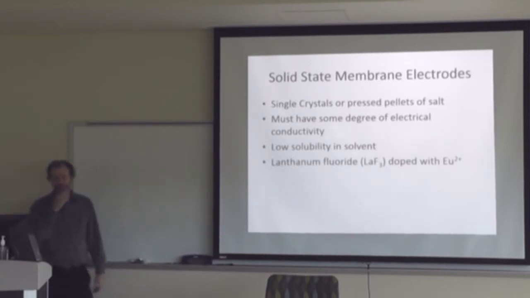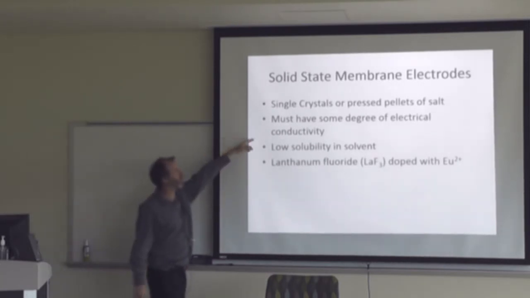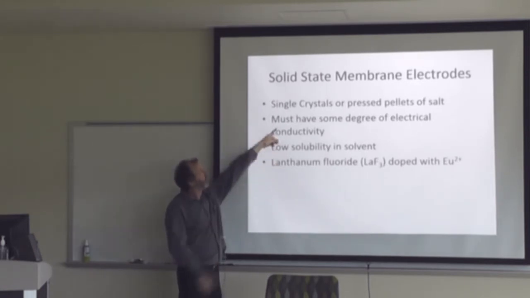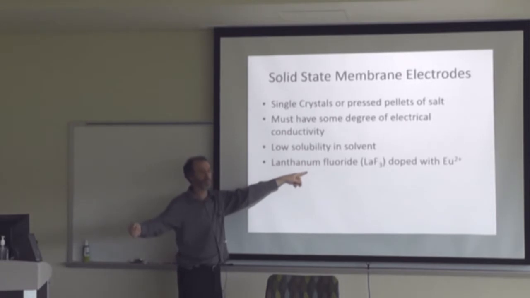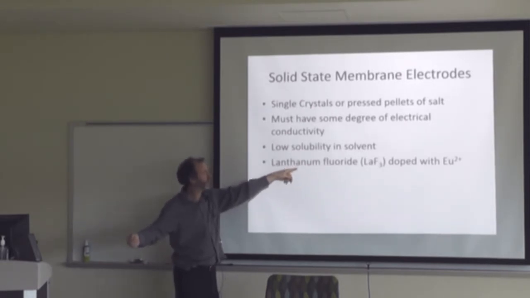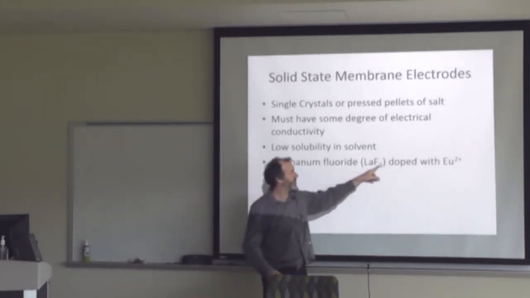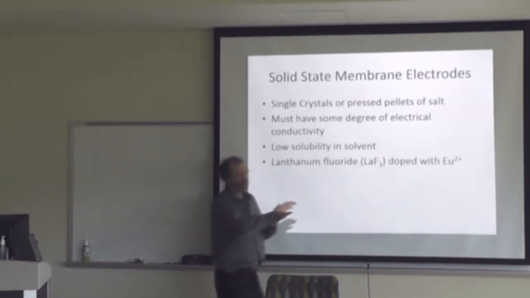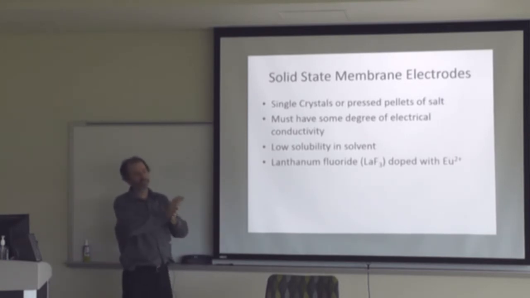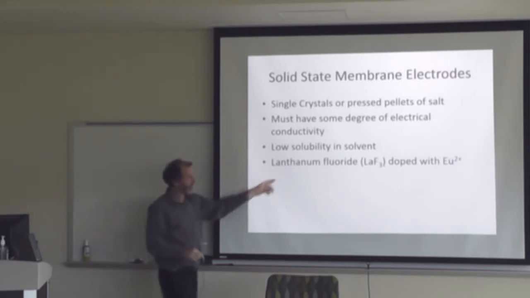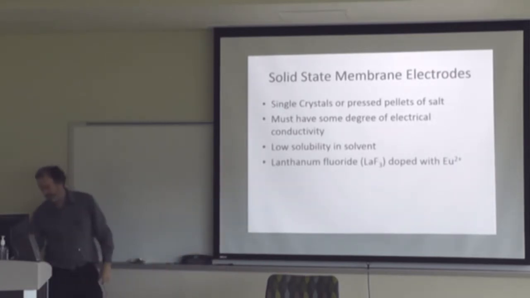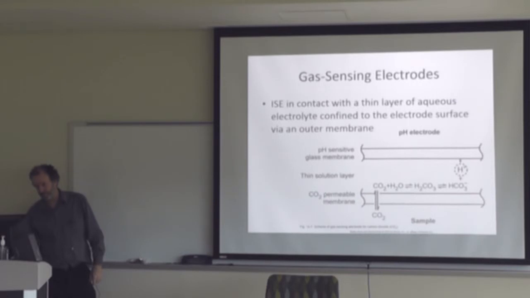Solid state membrane electrodes is where you can have a single crystal or pressed pellets of some salt that must have some degree of electrical conductivity, low solubility in the solvent that we'll be measuring, which is typically going to be aqueous. The example we're going to use today is a lanthanum fluoride doped with gold. You have this crystal, pressed, on the bottom of our electrode, and it'll bind with fluoride, basically. That's all I got for that.